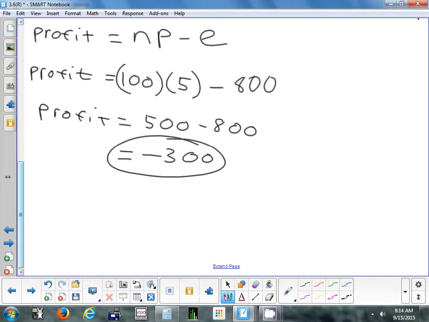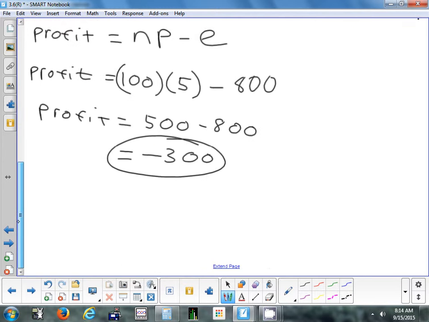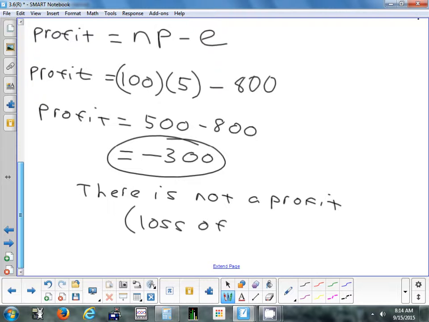Okay, 500, take away 800. That was going to be my next question, what does this negative mean? Negative means we lost money. So to answer the question, what was the question? Is there a profit? No, there's not a profit. They lost money. So there is not a profit. It was actually a loss of 300.